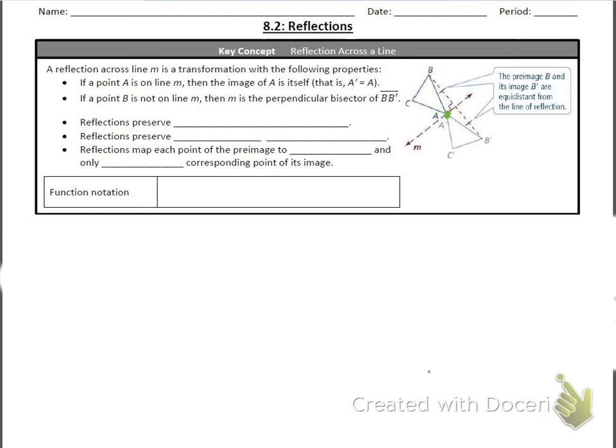If point B is not on line M, and this is going to be super important, M is the perpendicular bisector of segment B, B prime. So what that means is, for example, B, B prime, notice how if I take point B, I can reflect it by drawing a perpendicular line to the line of reflection, and then I draw another perpendicular line the exact same size in the opposite direction. So when we're reflecting, our pre-image is the same distance from the line as our image is. But we would do that by drawing perpendicular lines. So that's how we're going to do this.